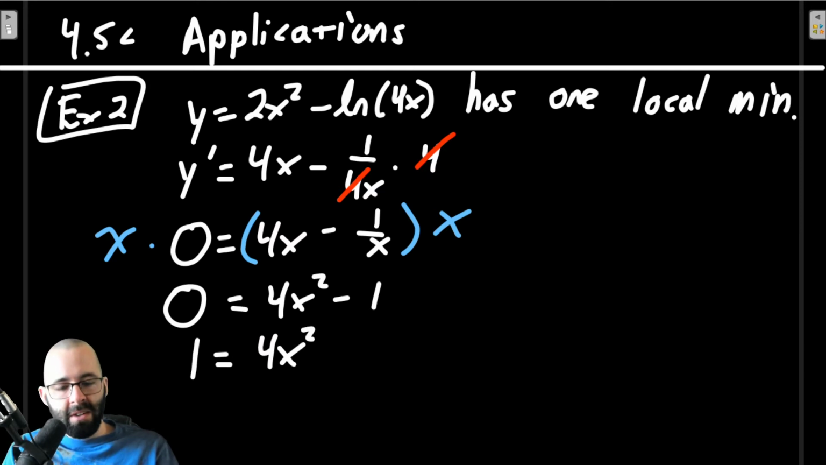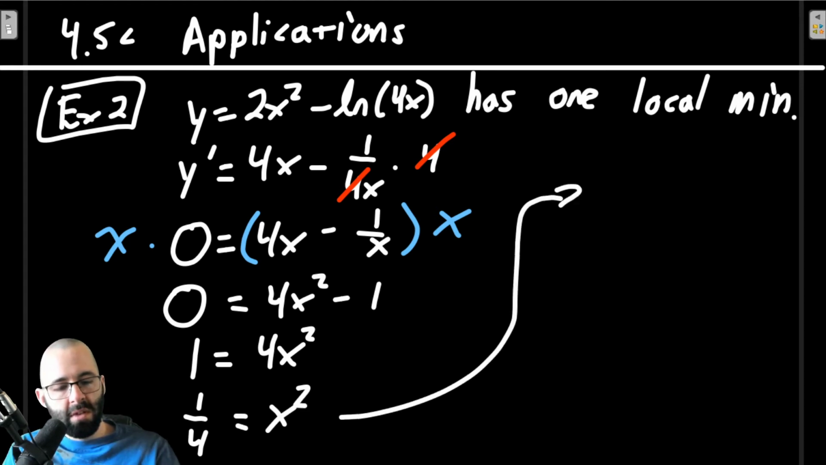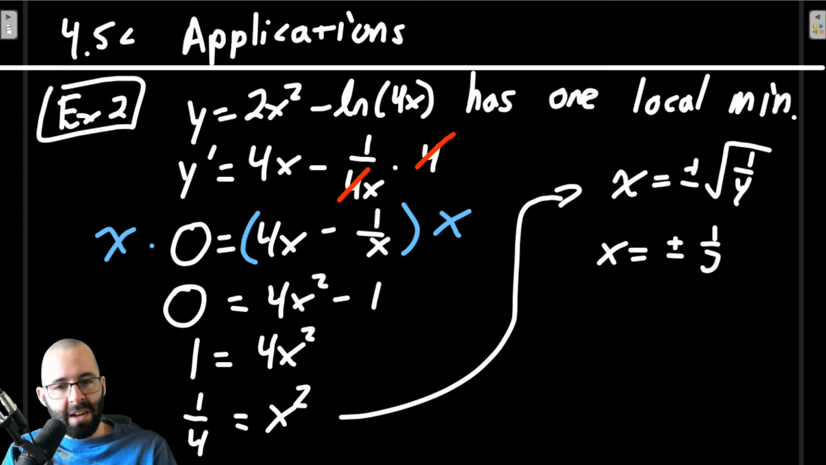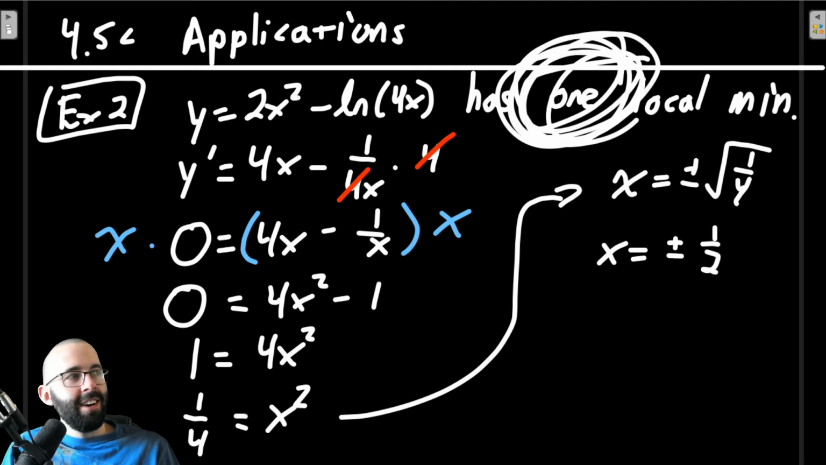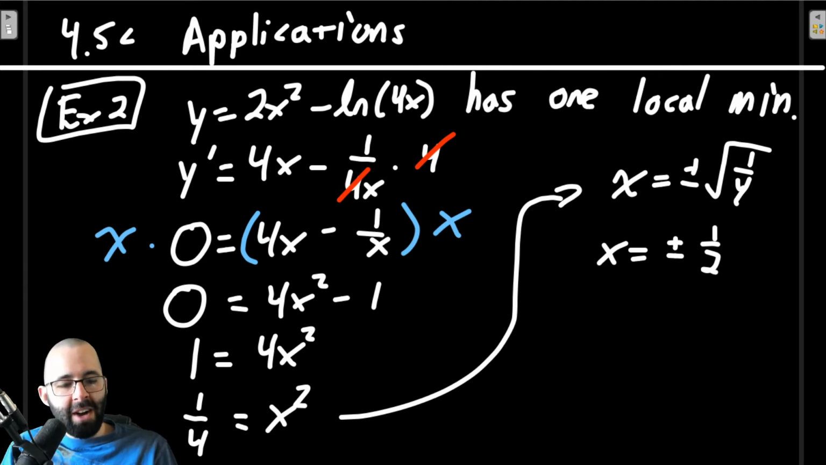Let's divide by 4. Let's take the square root. We'll get x equals plus or minus the square root of 1/4, just plus or minus 1/2. Uh-oh. Danger alert. There's only supposed to be one local minimum. How come I found 2? How is that possible?